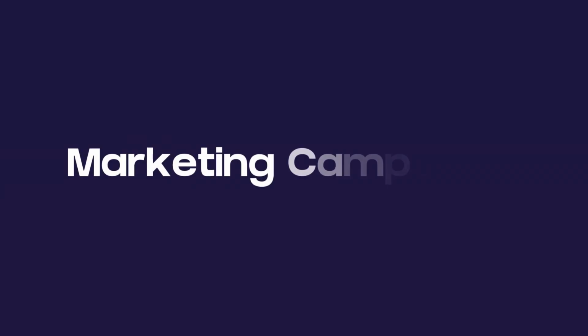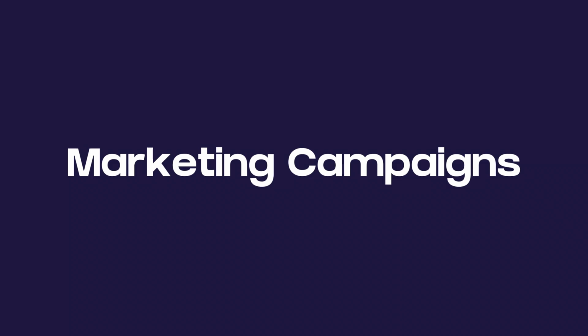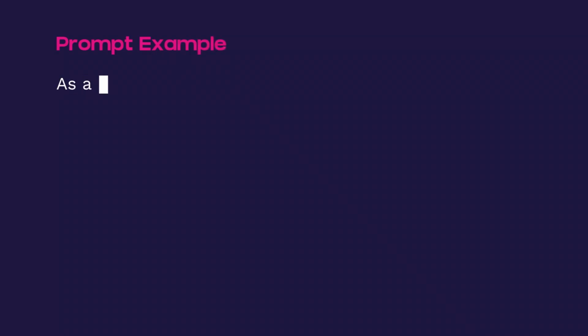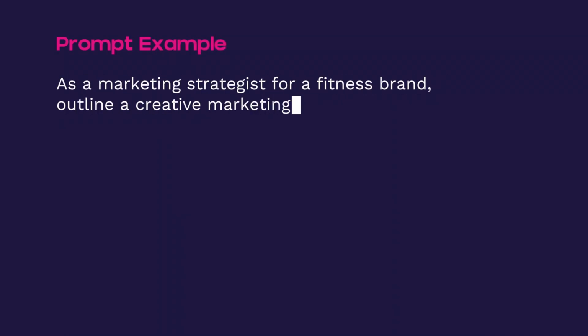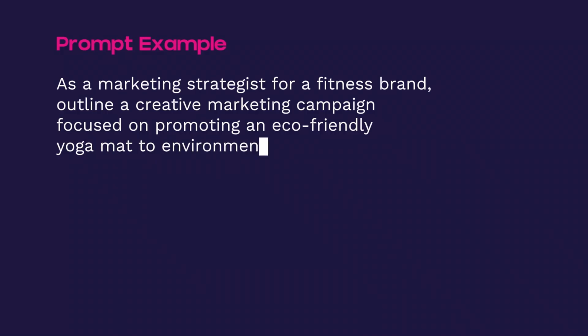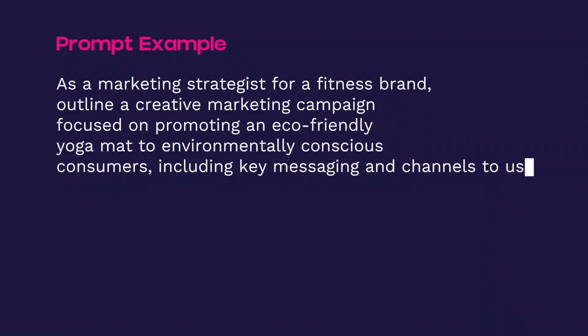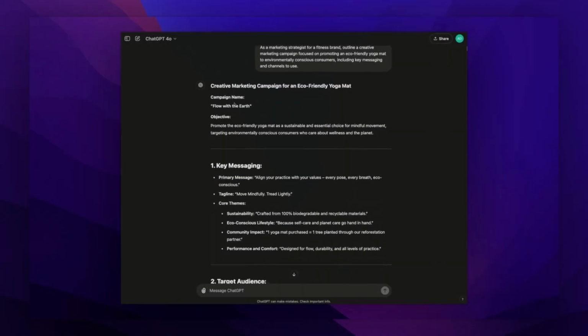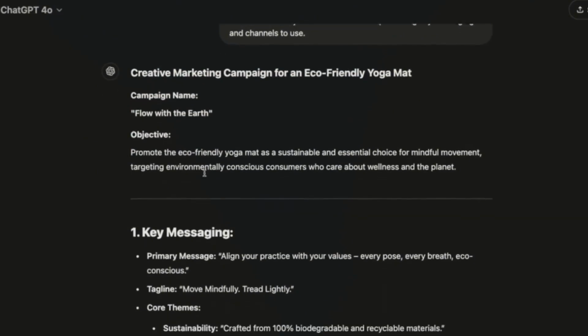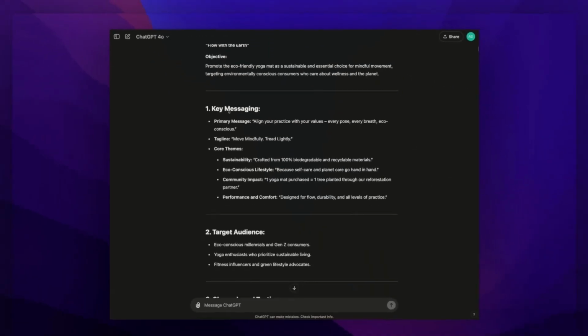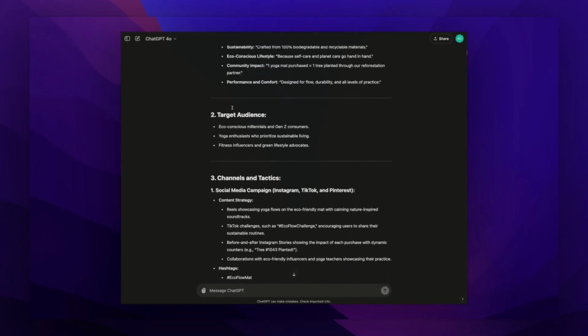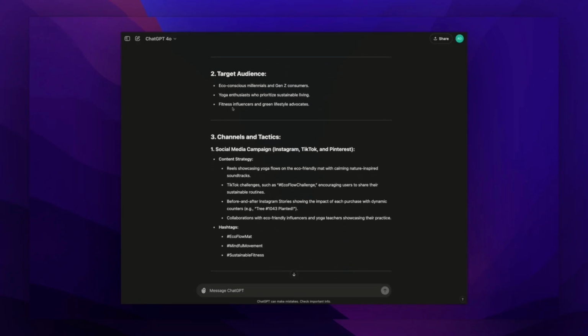Next is marketing campaigns. You can use ChatGPT to get some ideas for comprehensive targeted marketing campaigns and structure them out initially to have a great starting point. An example prompt here could be, as a marketing strategist for a fitness brand, outline a creative marketing campaign focused on promoting an eco-friendly yoga mat to environmentally conscious consumers, including key messaging and channels to use. So you see here, there are some suggestions on what the campaign name could be, the objective, some key messaging, what target audiences you can go for. This really serves as a great skeleton to start brainstorming on different campaign ideas.